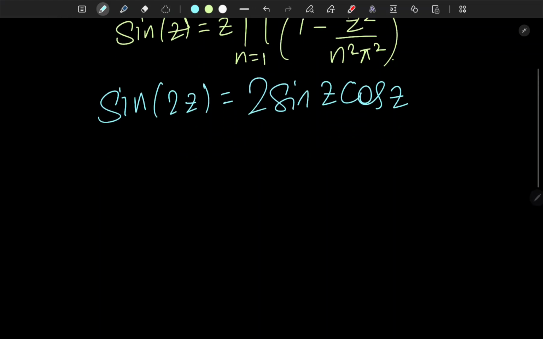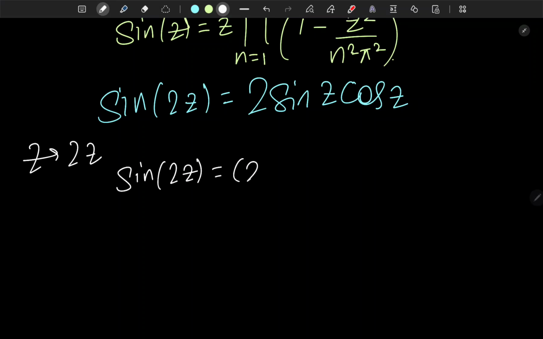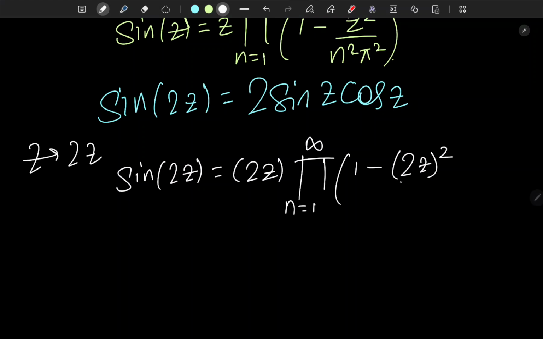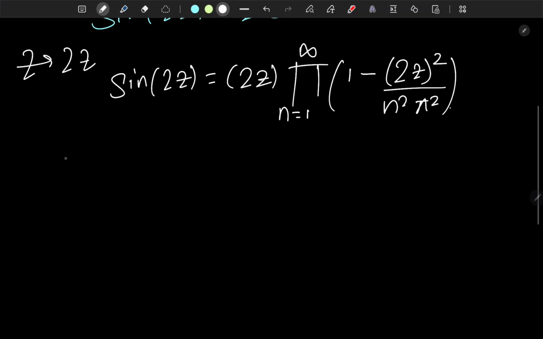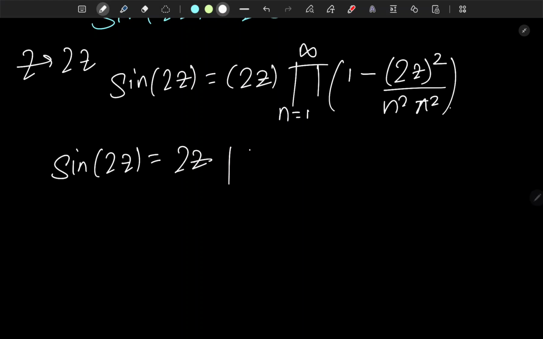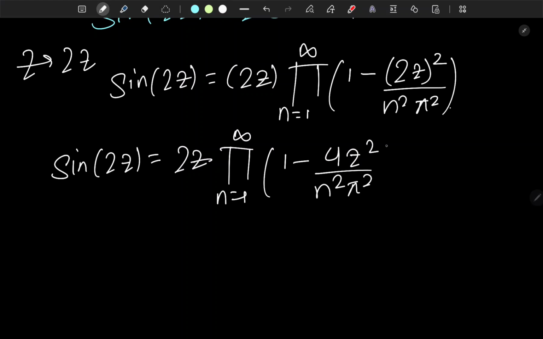If we talk about the infinite product of sine function, let's replace z with 2z here. So it's sine of 2z equals 2z times the product as n goes from 1 to infinity of 1 minus 2z whole squared over n squared pi squared. Now let's do some changes here. It's sine of 2z equals 2z times the product as n goes from 1 to infinity of 1 minus, well, this can be written as 4z squared, over n squared times pi squared.